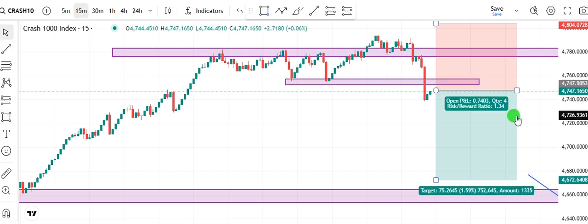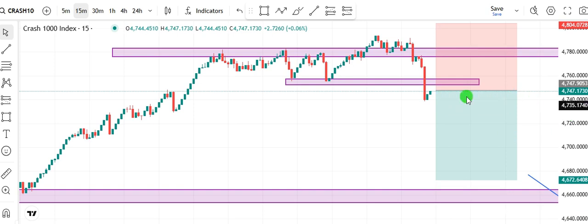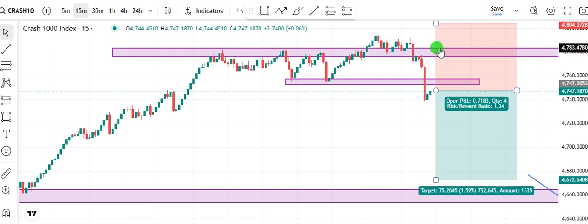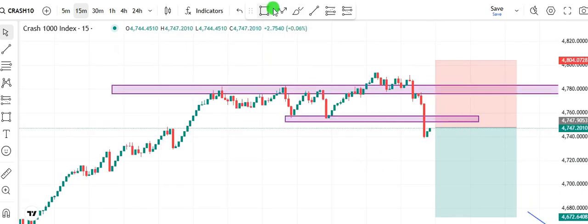So let's see what really happens with the market at that zone. Then we can think of either going short, or we wait for it to break above this for us to think of going long on this market. That means we want something like this before we can think of going long on this market. Okay, that said, this is going to be the end of today's analysis.